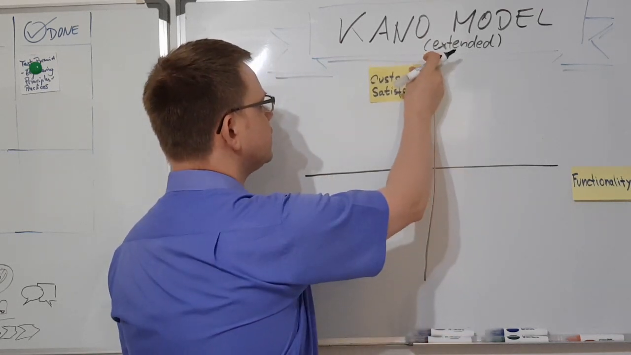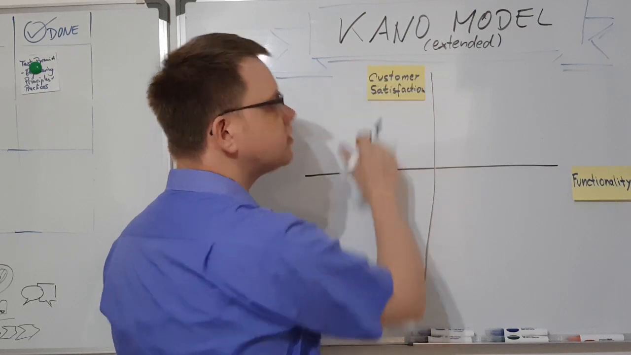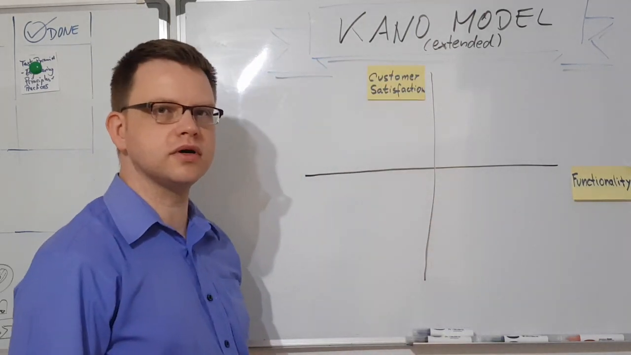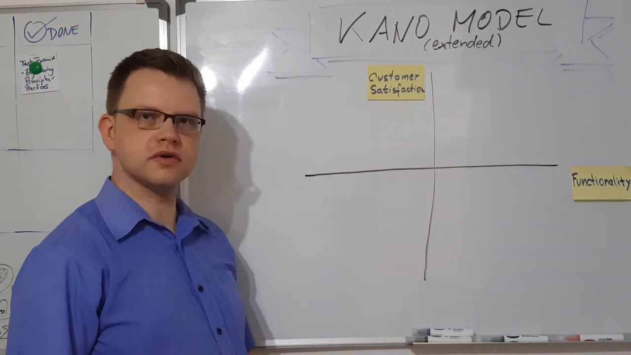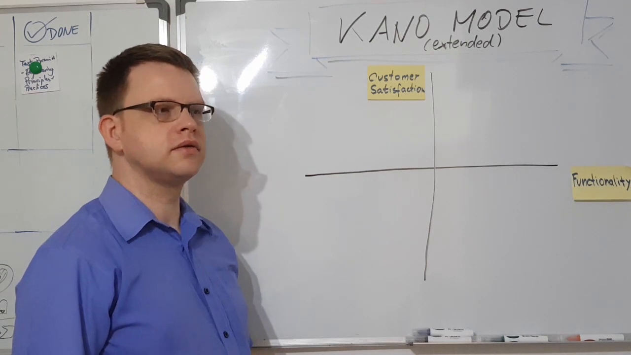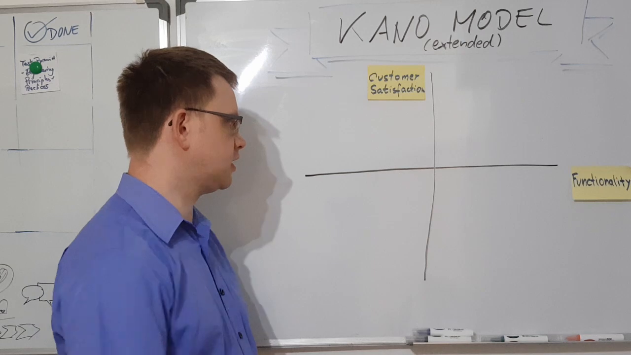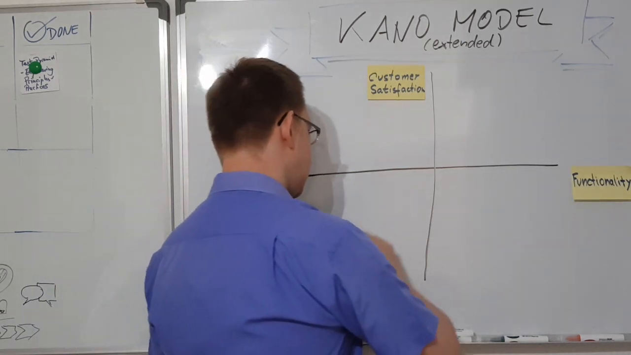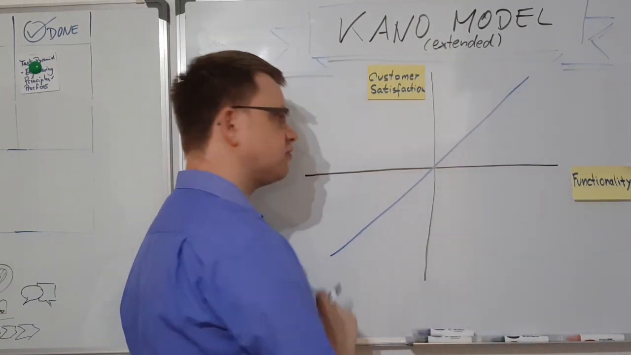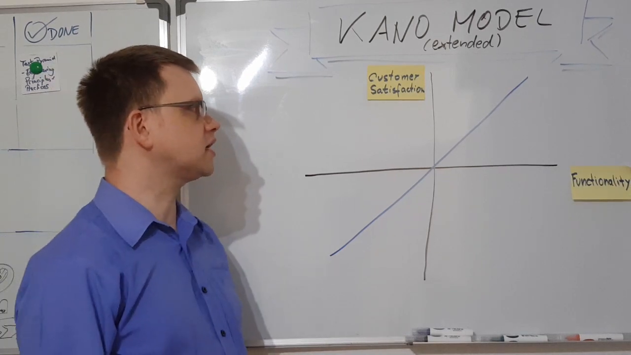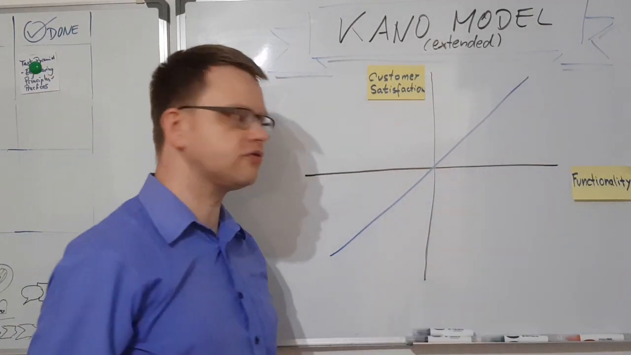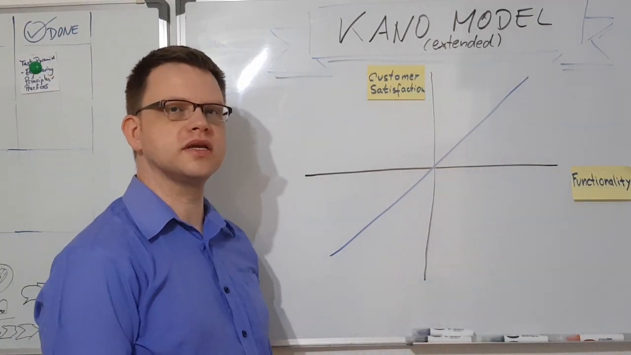Now what's the idea? The typical feature in the Kano model, which we call a performance feature, means that the more we do, the more value we create. So it's basically a straight line. When we don't have enough performance, the customers are unhappy. The more performance we have, the more happy the customer is.